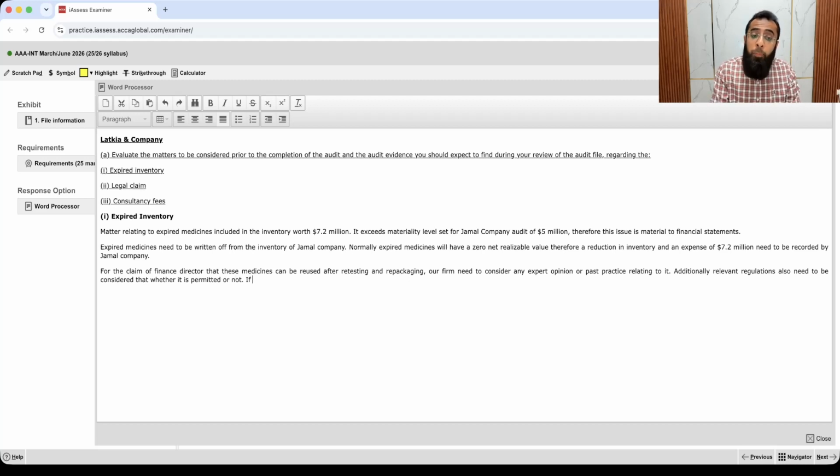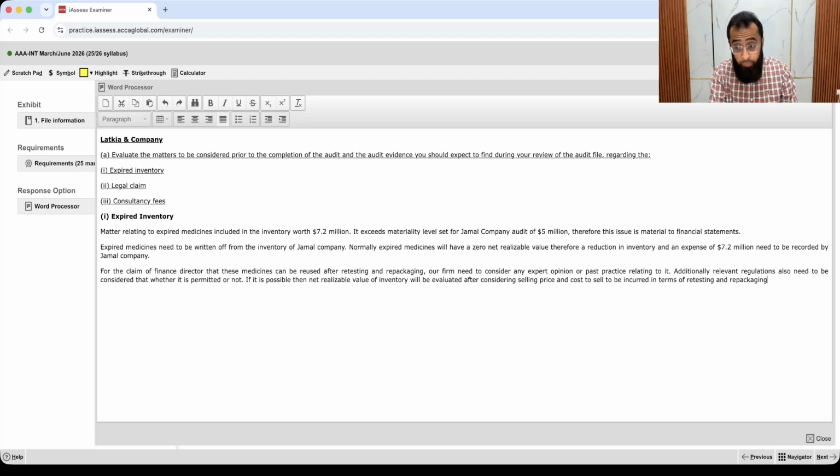Okay, if it is possible, then the net realizable value of inventory will be evaluated after considering the selling price and the cost to sell to be incurred in terms of retesting and repackaging. I will repeat the things again also. Okay, if this net realizable value is below cost, then a write-down adjustment will be required. I will repeat it again.